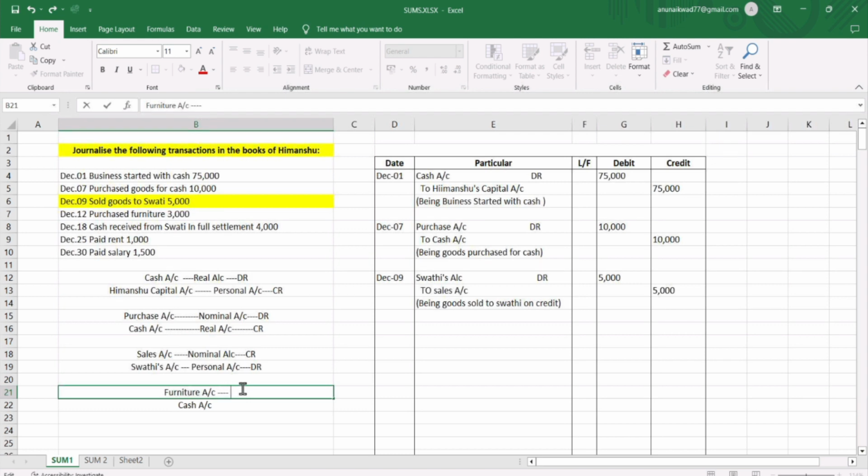Now, our assets and liabilities all come under real account. So furniture is a real account. We know that our cash account comes under real account. Next, under real account, debit what comes in, credit what goes out. Furniture we are purchasing, this is coming into the business, so it will be debited. Cash we are paying to bring that furniture, cash goes out of the business, this is credited. This entry took place on December 12.